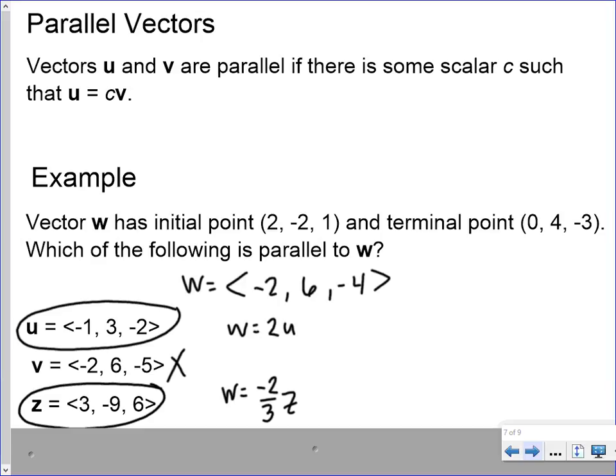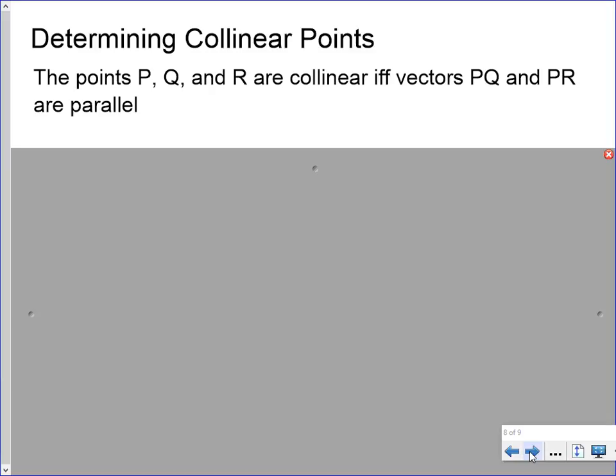Okay, one last thing. Collinear points in space. The points P, Q, and R are collinear, meaning they all lie on the same line, if the vectors PQ and PR are parallel.